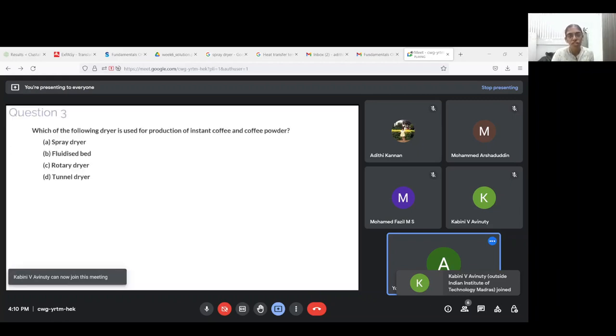Which of the following dryers is used for production of instant coffee and coffee powder? A. Spray dryer, B. Fluidized bed, C. Rotary dryer, or D. Tunnel dryer? Any clue which is the answer? You can post your answers in the chat as well.